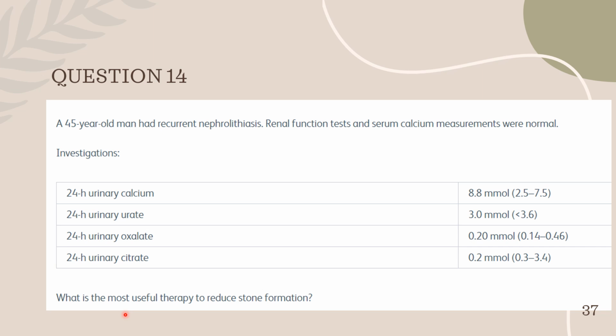Now next question. A 45-year-old man had recurrent nephrolithiasis. Renal function test and serum calcium measurements were normal. Here are certain measurements. 24-hour urinary calcium 8.8, which is a bit high. So there is increased calcium excretion. 24-hour urinary urate is 3, less than 3.6, normal. Urinary oxalate 0.2, normal. Urinary citrate 0.2, which is reduced. What is the most useful therapy to reduce stone formation?